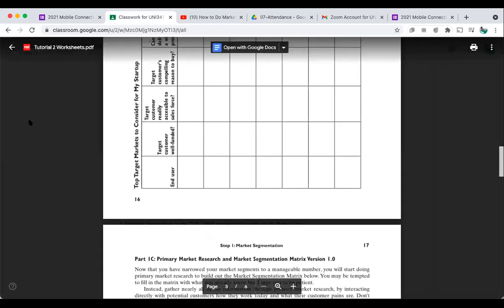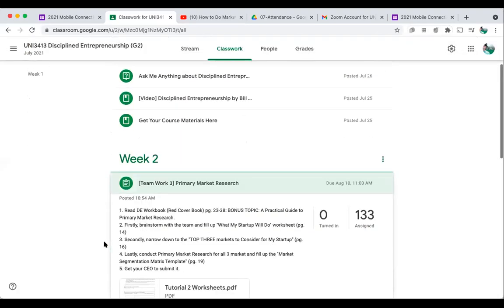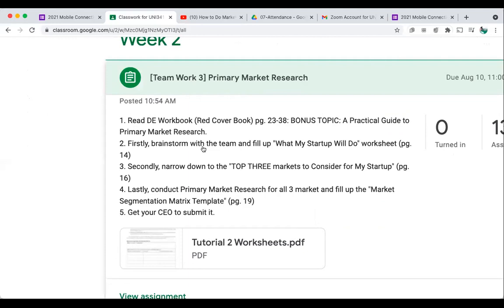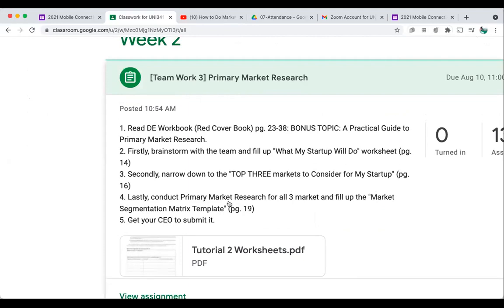Now, the third thing is really to do the primary market research. The third point is the most important point, which is to conduct primary market research for all three market segments that you have identified. Again, go and conduct your market research, whether by conducting interviews, conducting online surveys, observing what people do, or even putting yourself in the position of a customer. If you want to sell something, really try out the products yourself. What's wrong with existing products? Just be a customer yourself.